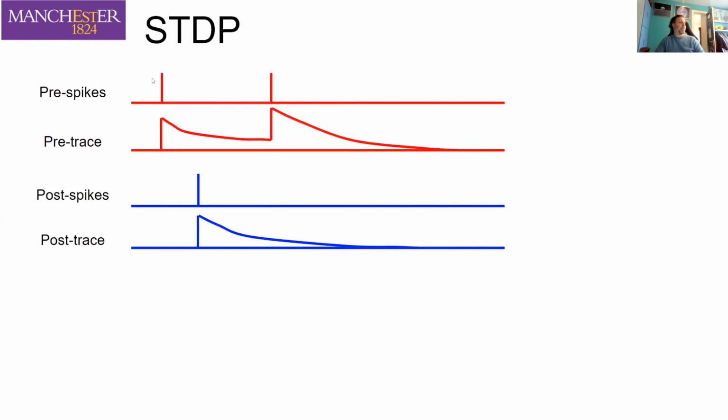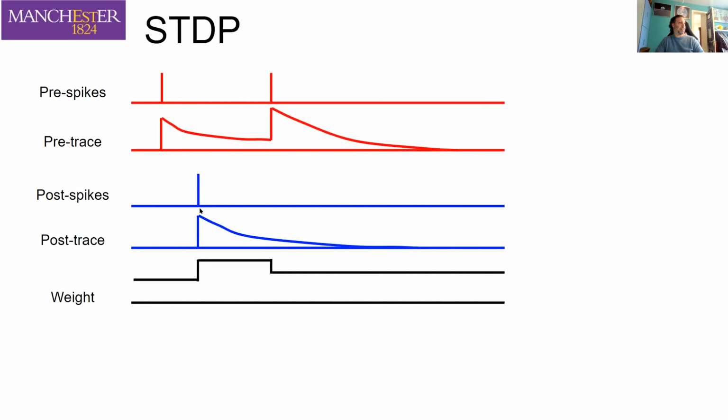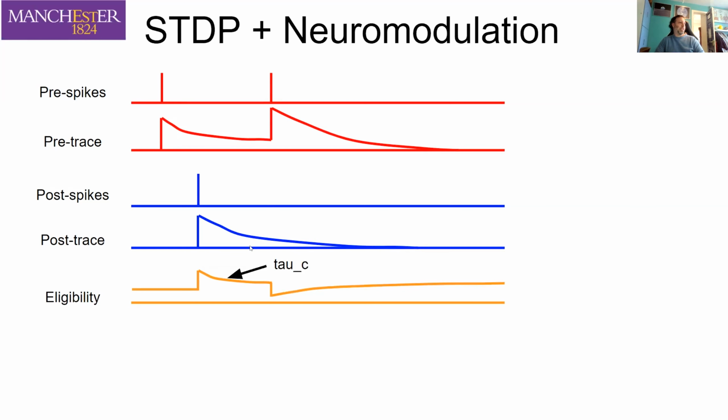So in normal STDP, your spikes lead to traces like this. So you've got pre-traces and post-traces, which then allow you to update the weight appropriately depending on how you've set things up. For example, here, when you've got a post spike after a pre-spike, it's going to cause an increase in weight. When you've got pre after a post, it causes a decrease. So fairly simple.